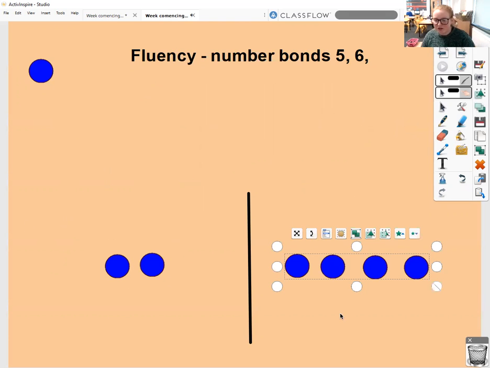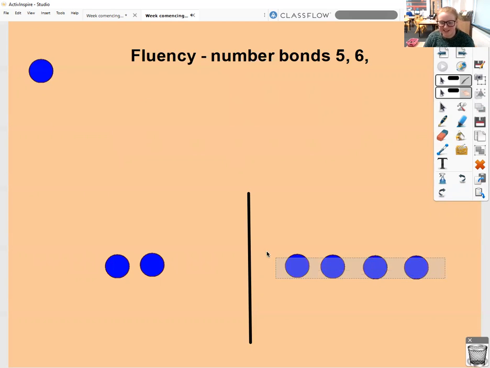Well, we've taken off 6 counters, we've split them into 2 parts. One part is 2, the other part is 1, 2, 3, 4. One part is 2, one part is 4, the whole is 6. We can also say that one part is 2 plus 4 more equals 6. So that number bond started with 2. 2 plus 4 more equals 6.